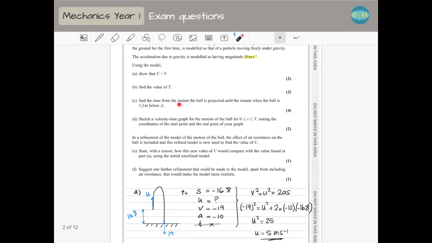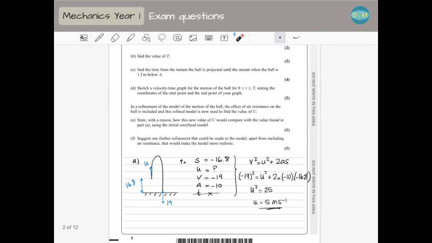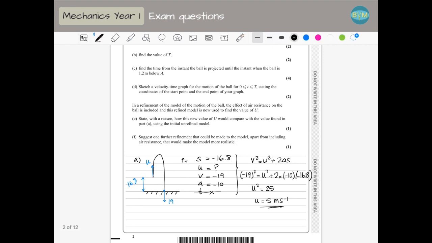Then find the time from the instant the ball is projected until it is 1.2 meters below A. So this point was A. We didn't write it, but this is A. This is 16.8, and they are asking me the time when the particle is just 1.2 meters below A. So the particle is going to go up, then down until 1.2 meters below A. So let's say that that point is this. So this is 1.2 meters.